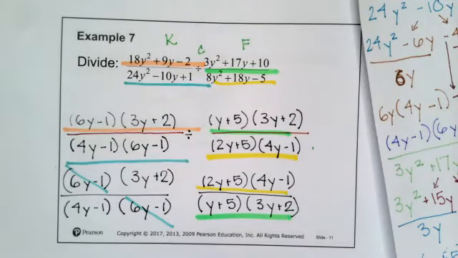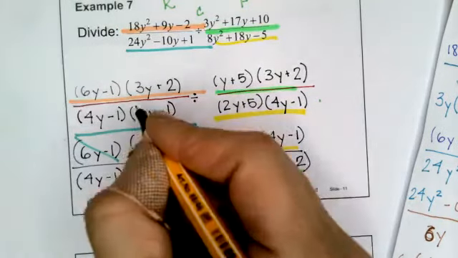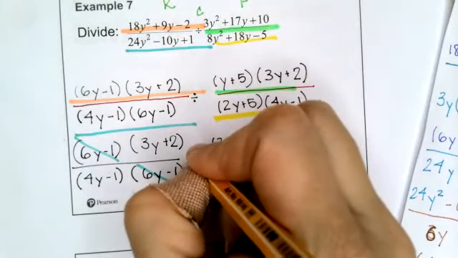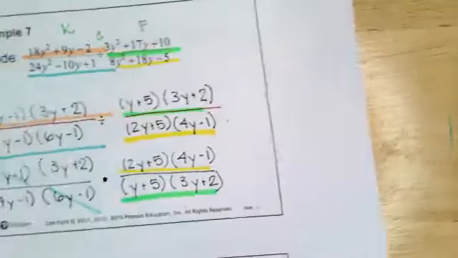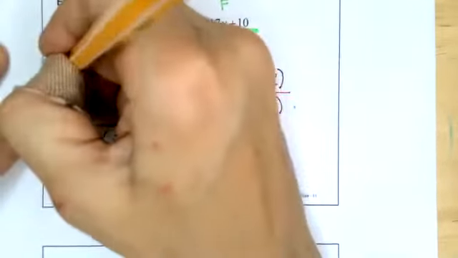Good. So what we have is keep, flip, change. I didn't even put a sign in between these. There's multiply, which just means straight across, right? And we decided that the 6y minus 1 has already been canceled out. It was canceled out way up here.